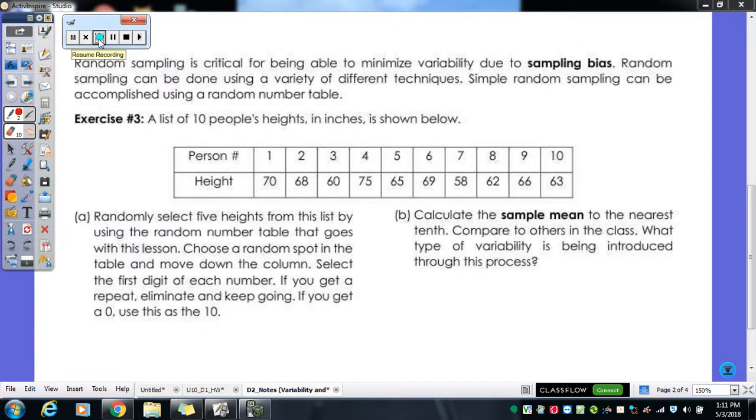Random sampling is critical for being able to minimize variability due to sampling bias. Random sampling can be done using a variety of different techniques. Simple random sampling can be accomplished by using a random number table. We don't actually have the random number table. We're actually going to use the calculator, which can give you a random number generator, which I think works a little bit better. So, if you don't have your calculator, please go get one. Otherwise, you will need it right now.